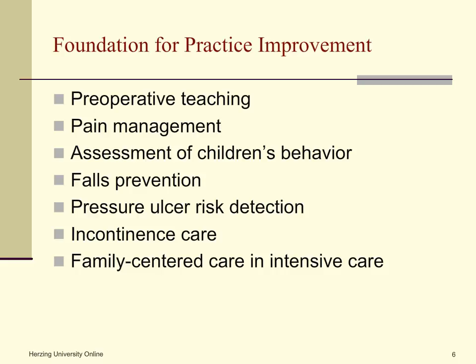Falls prevention, there are numerous programs by teams of experts across the country. Incontinence care, such as the American Journal of Nursing, the AJN monograph on incontinence prevention, the state of the science on urinary incontinence, published in 2003. Family-centered care in intensive care, that's work done by Meltzer et al. in 2004. Those are examples of research done to improve practice.